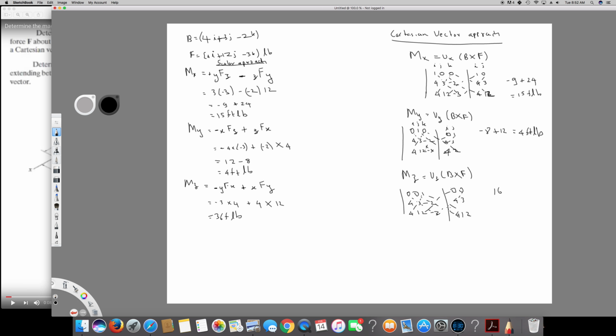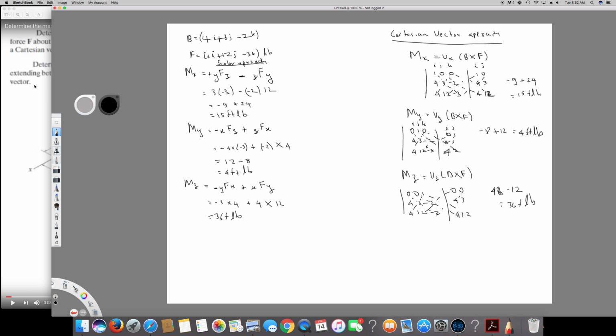Therefore, wait a minute, did I get it right? So 1 times 4 is 4, 4 times 12 is 48, and this is negative 12, because 1 times 3, 3 times 4 is 12, it's going to be negative 12, others are 0, 0, 0, so it's going to give us 36 foot pounds. So this is my vector approach. I have solved this question from the vector approach.